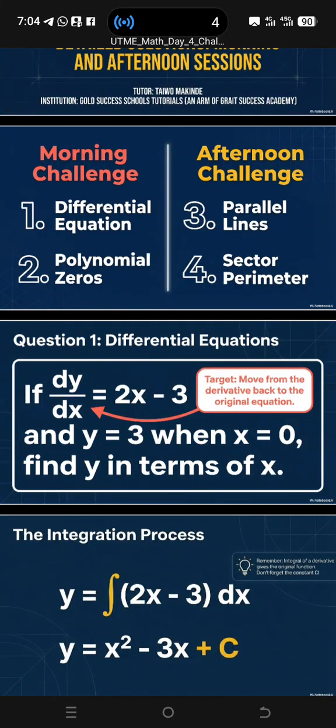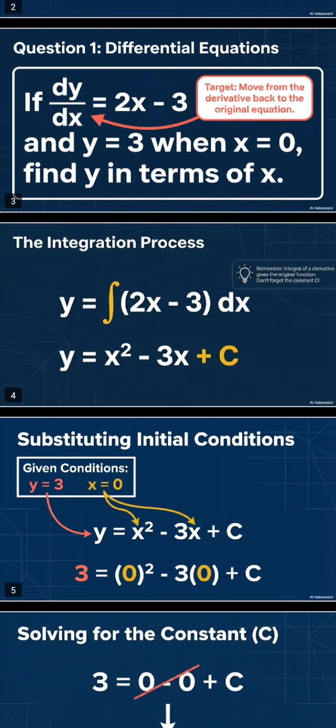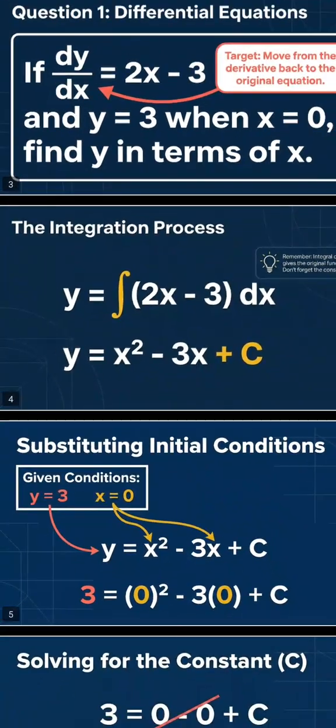Without wasting our time, let's start with question 1, which is on differentiation and integration. It says if dy/dx is equal to 2x minus 3 and y is equal to 3 when x is equal to 0, we have to find y in terms of x. Invariably, they are testing integration and, at the same time, change of subject. Now, the first process is to integrate. That is the first process.